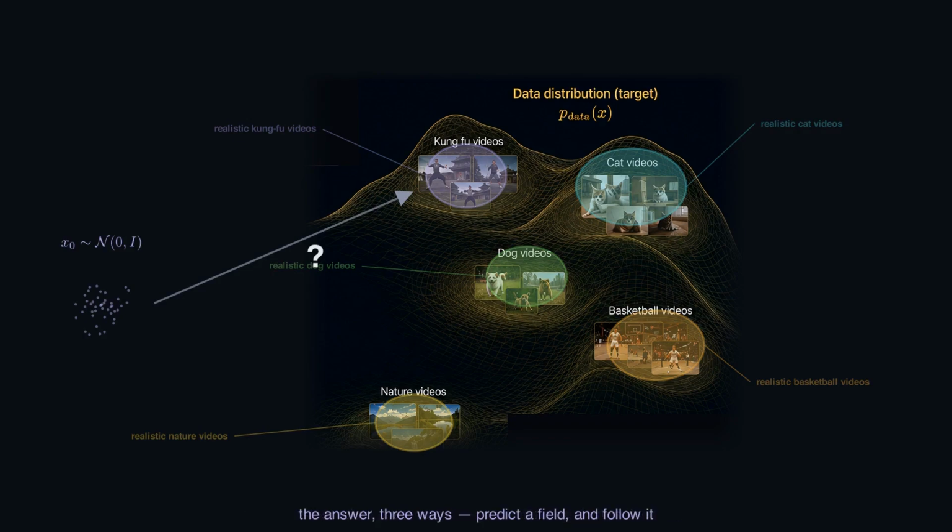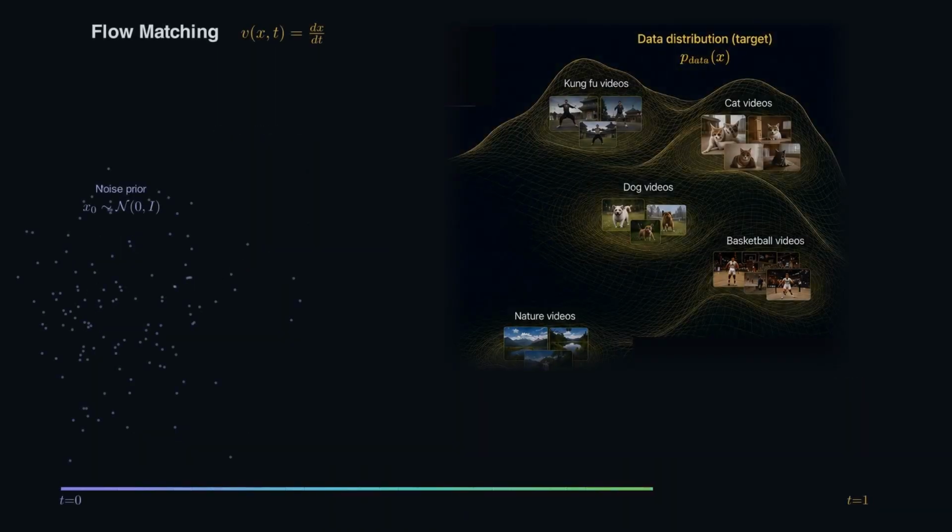So here is the question, how does a machine get from noise all the way to here? The answer has three names, but it is really one move. Predict a field and follow it. The first is flow matching.